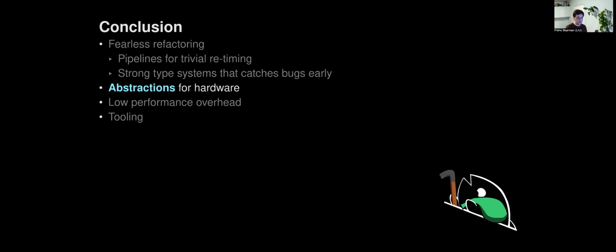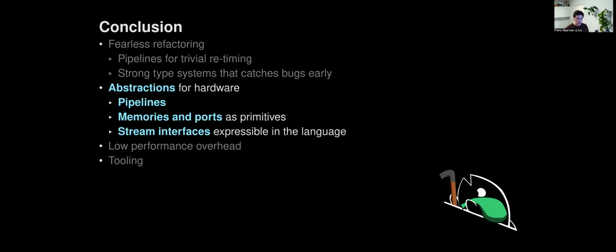I talked about abstractions for hardware. Pipelines is one of them. I haven't talked about this at all, but memories and ports are primitives in Spade. They are not inferred from the code you write. Ports being native to Spade means that you can have a collection of ports going both ways. The ready valid interface that I talked about has the ready signal going backwards and the valid and data going forward, and you can encapsulate those. The compiler will also, through linear types, ensure that you set each wire exactly once, so you can't have multiple drivers. And then you can build abstractions in the language.